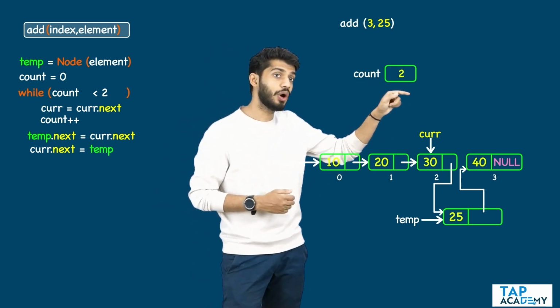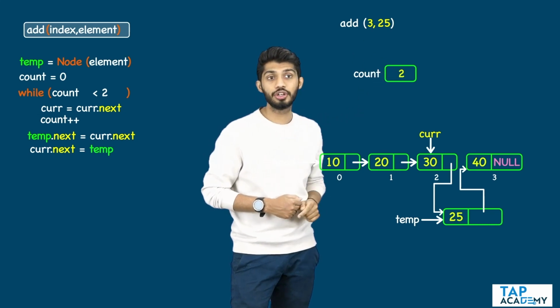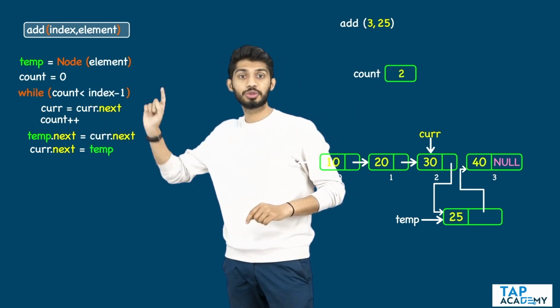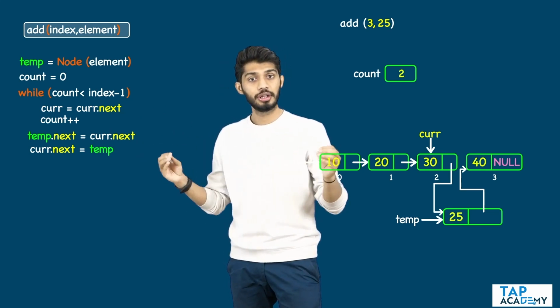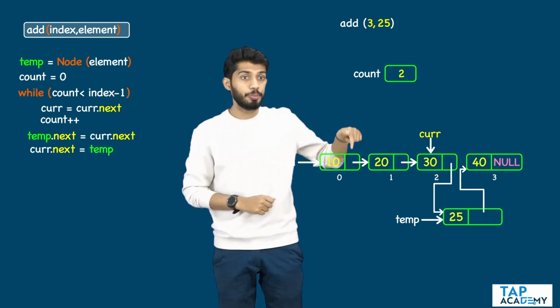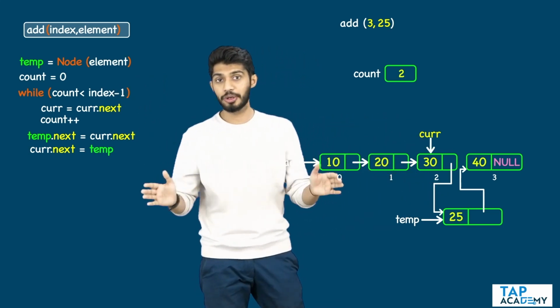So basically, how I got this 2 is nothing but the value of index minus 1. So I need to say the value of count should be less than index minus 1. If I do this, the problem is solved, and this is the code that I need to write to place the element at a certain index. I hope this is completely clear to you.